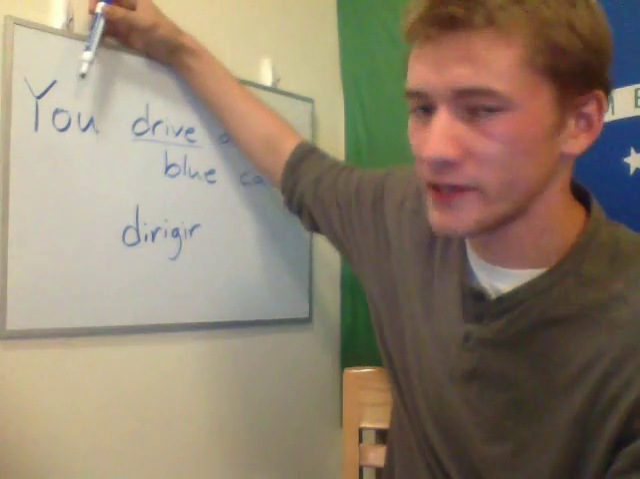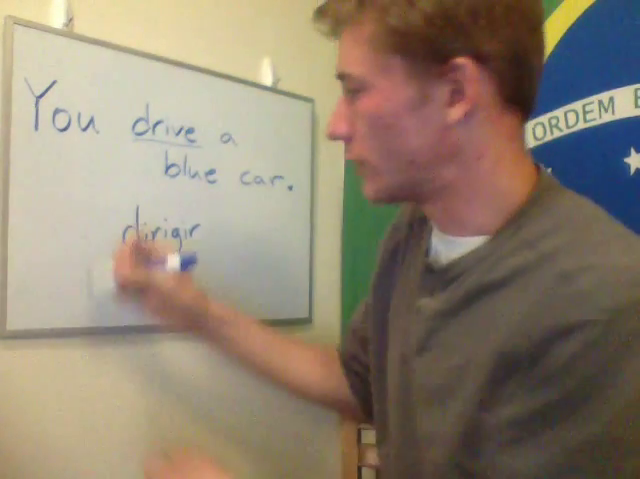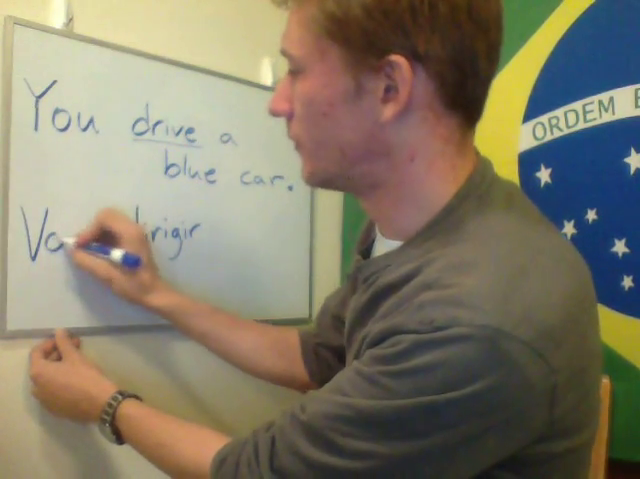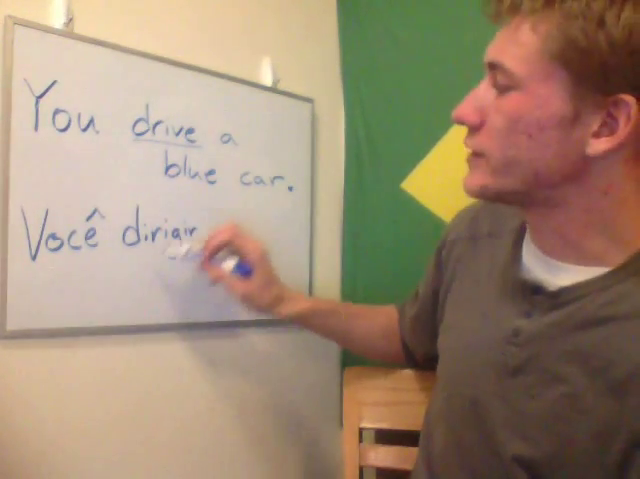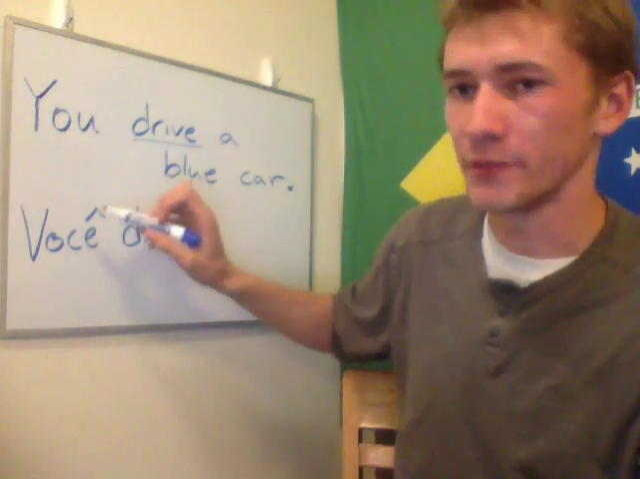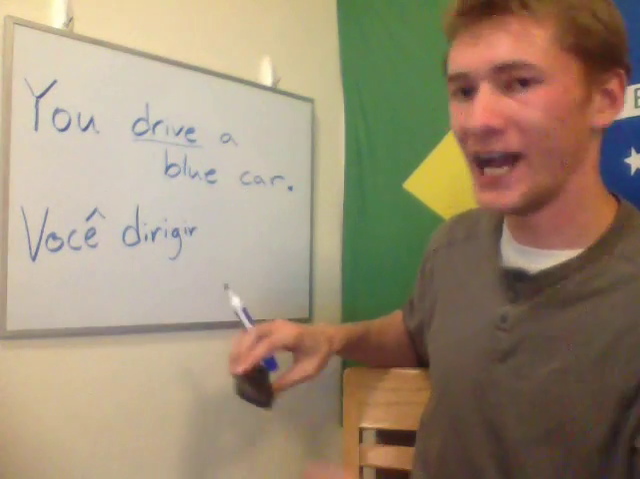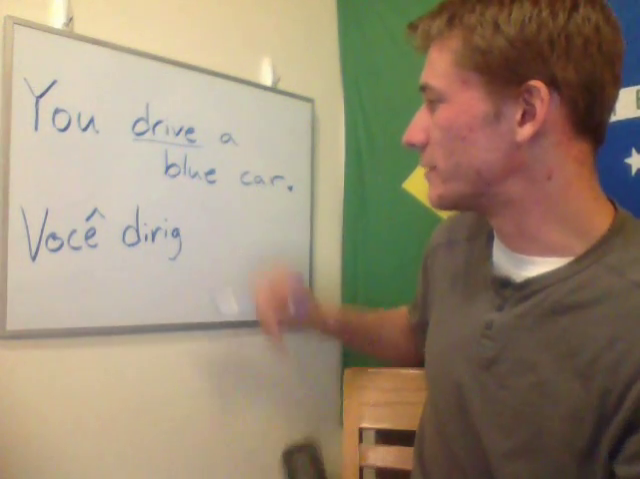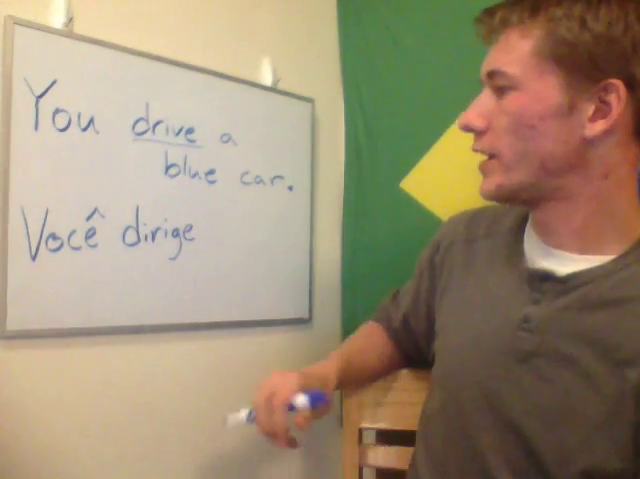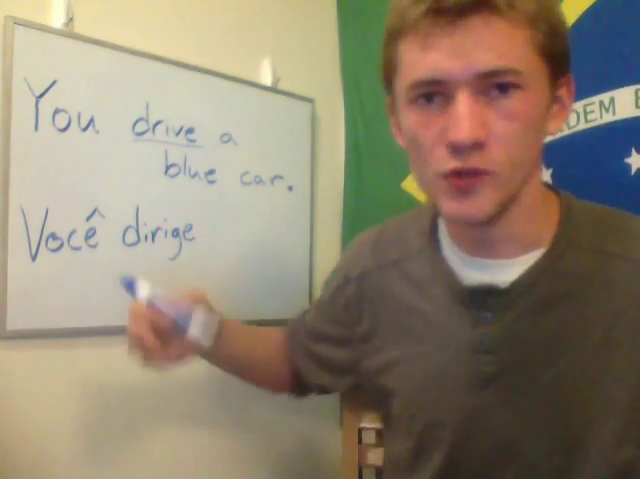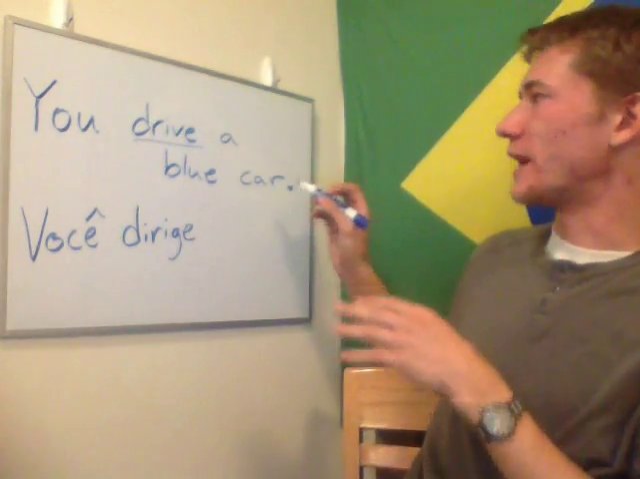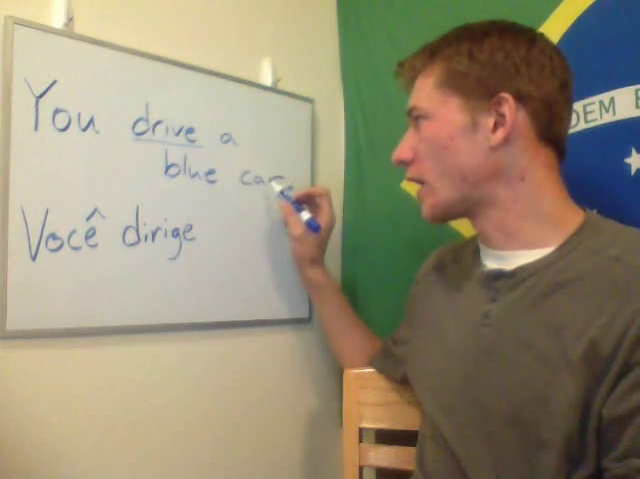So we know that the sentence revolves around "you." As we learned before, "you" means você, and now we need to conjugate the verb in order to match the pronoun. And because it is an IR verb, it ends up being dirige. So você dirige is "you drive." Now we have this right here. We have a blue car.